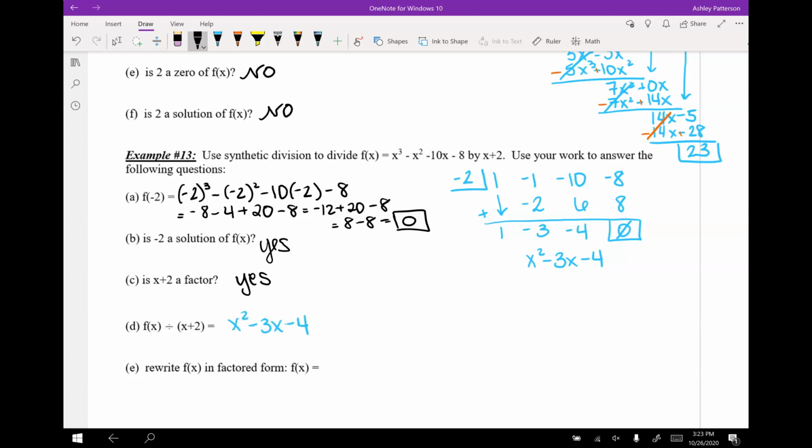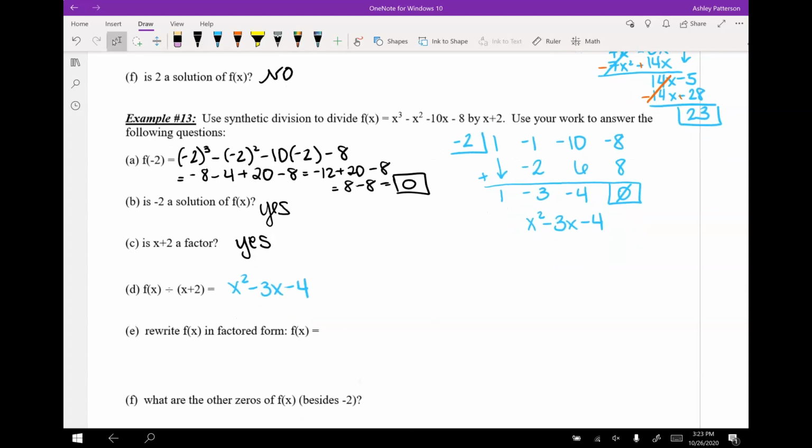And then it says to write it completely in factored form. Well, this one always trips up students because we forget that x plus 2 is a factor. You have to include that. Please, please, please do not forget to include the given factor if it divides evenly. In fact, write that down. When asked to write some function in complete factored form, do not forget the given factor that you just divided out evenly. So important.